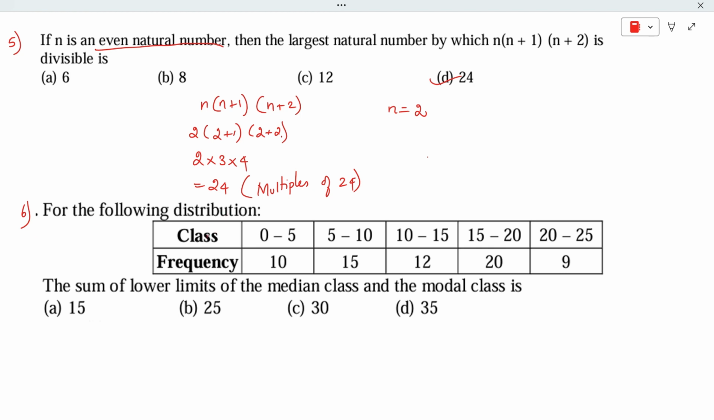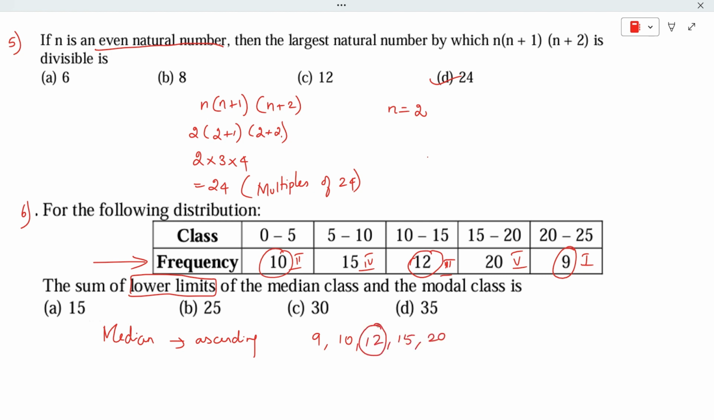For the following class distribution, the class and frequency are given. So what is the question? The sum of lower limits. So I need to concentrate only on the lower limits of the median class and modal class. So we have to check the frequency for the median class. Median has to be arranged always in ascending order. So remember that. If I arrange in ascending order, it is going to be 9 first, 10 second, 12 third, 15 fourth and 20 fifth. So the middle value is called median, which is 12.